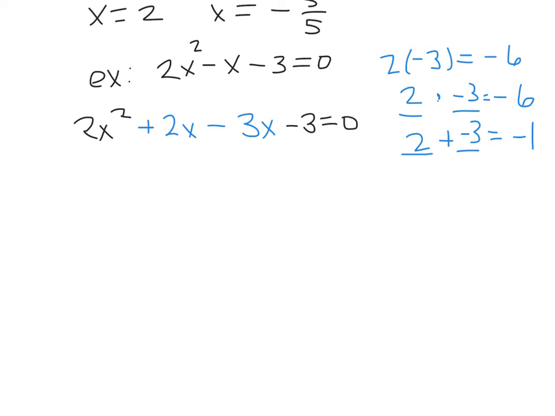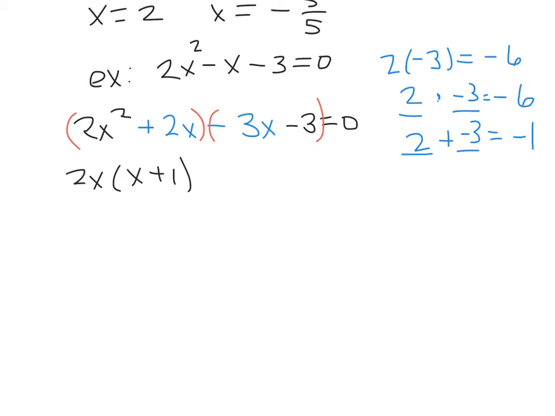Now we group the first two terms and the second two terms. And it doesn't matter the order of that plus 2x minus 3x, either way this is going to work out. So you don't have to worry too much about what order you put those in. In that first group, we can factor out a 2x. And inside the parentheses, we're going to be left with an x plus 1.